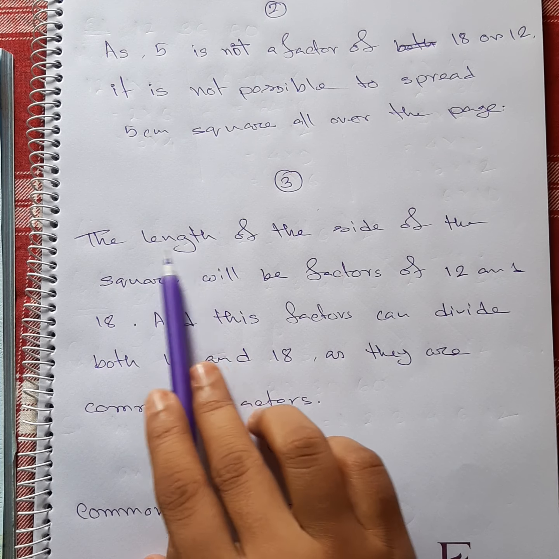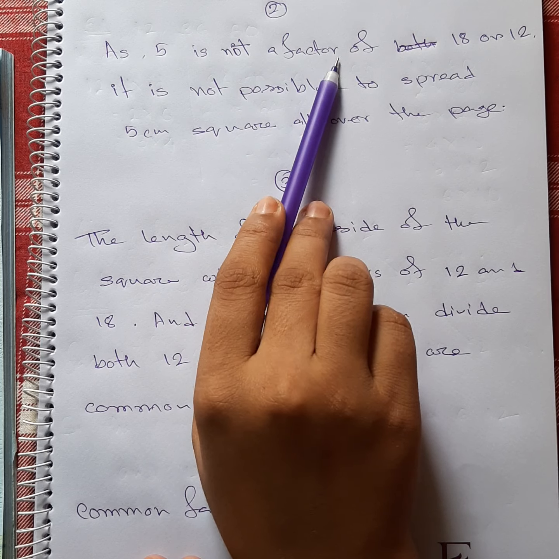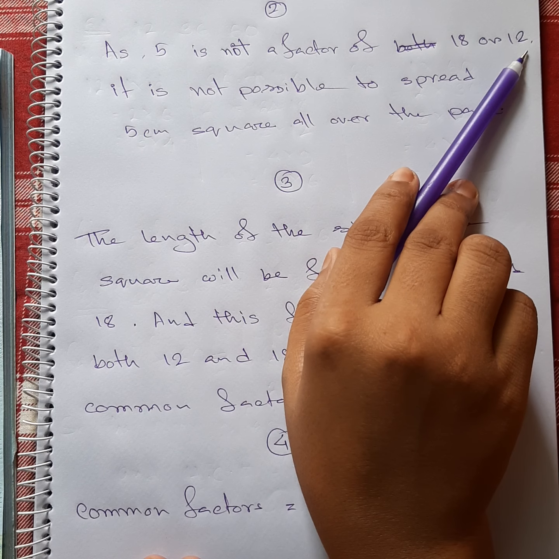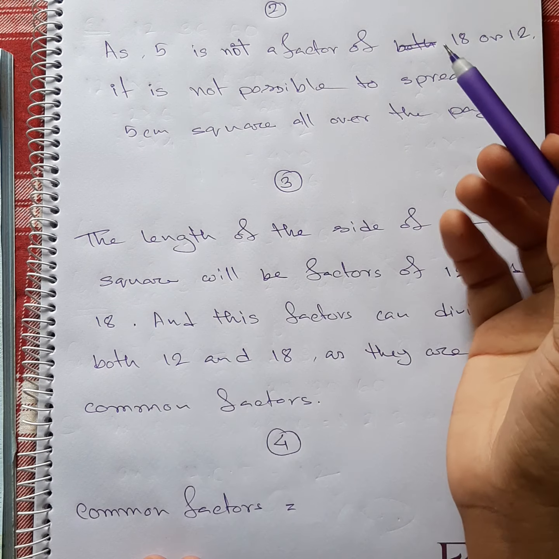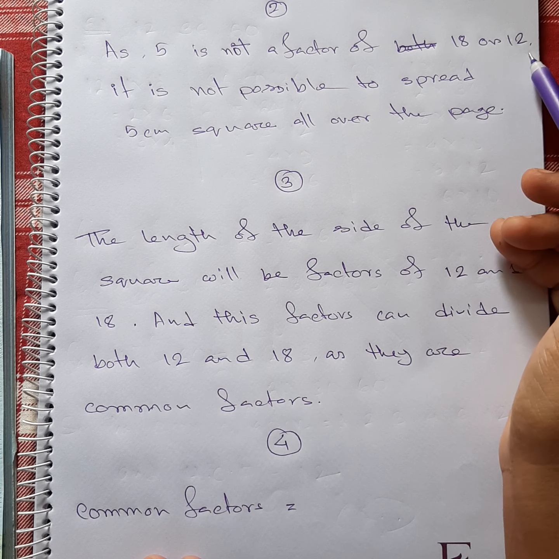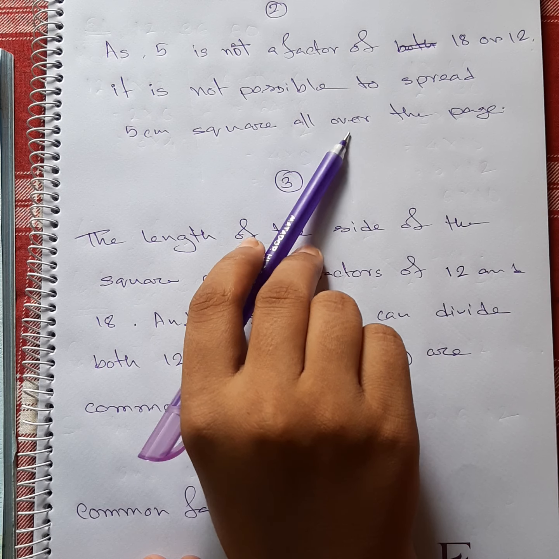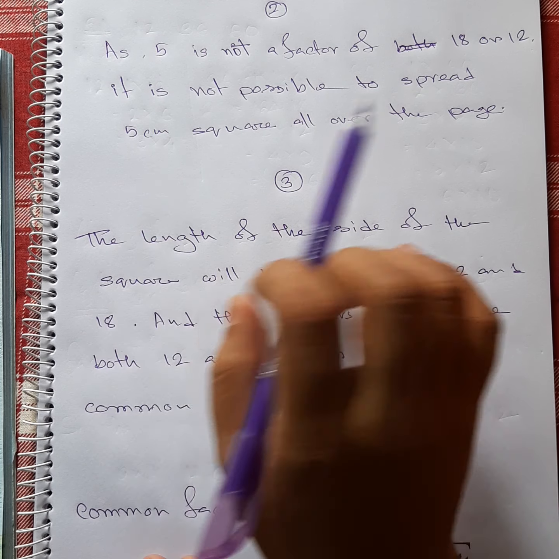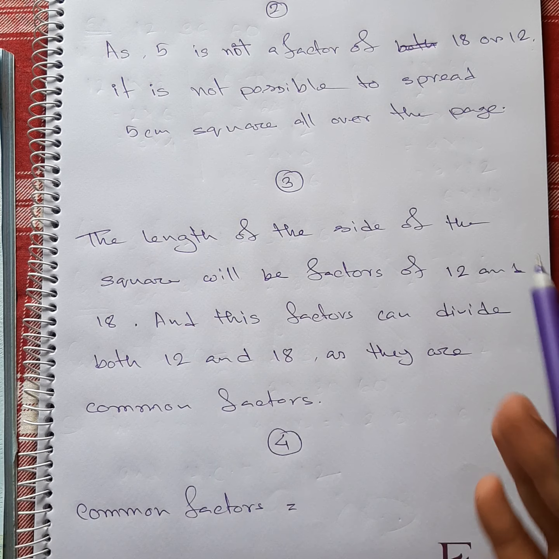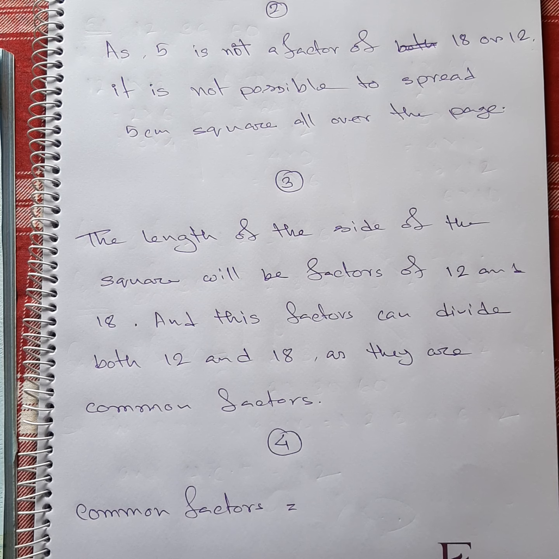The length of the, sorry, so not 2 number, as 5 is not a factor of 18 or 12. It cannot be found in 18 or 12's factors. So it is not possible to spread 5 centimeter squares all over the page. It's not possible because 5 is not even a common factor, don't even think about it.